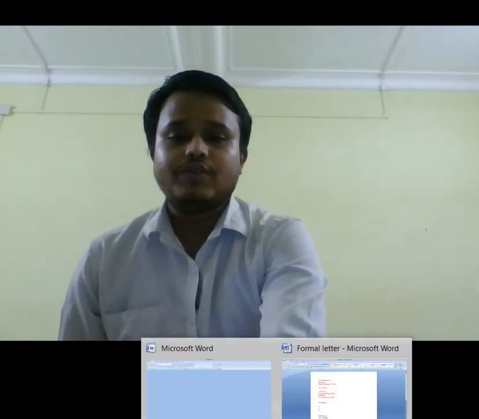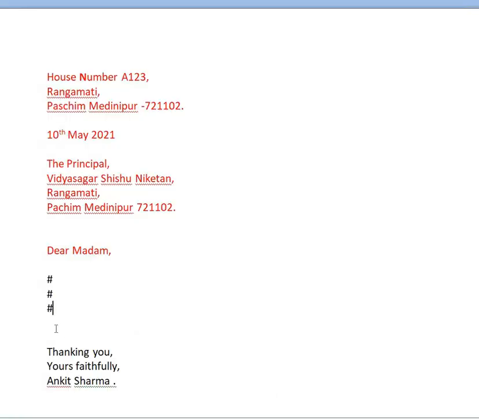Okay, so the next one here is, after your concluding paragraph, again you are giving one line gap. Here you can see I have given one line gap. So after this one line gap, you are coming to the subscription part. In the subscription part, what you are writing: thanking you, then you are writing yours faithfully, and then you are writing your full name.